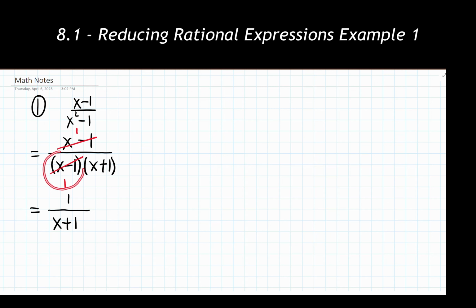This portion down below here, this new thing that became 1, is multiplying with x plus 1. And 1 times anything is just whatever we started with. So therefore, we have our final answer for the first example. It's a fully reduced fraction of 1 over x plus 1.